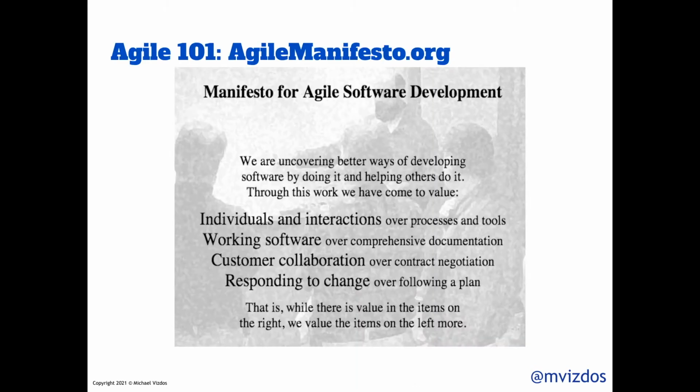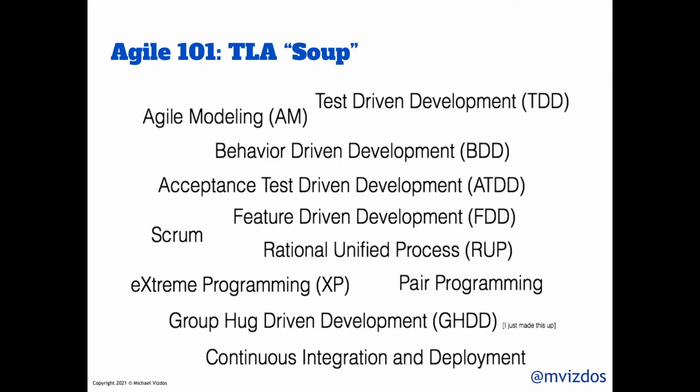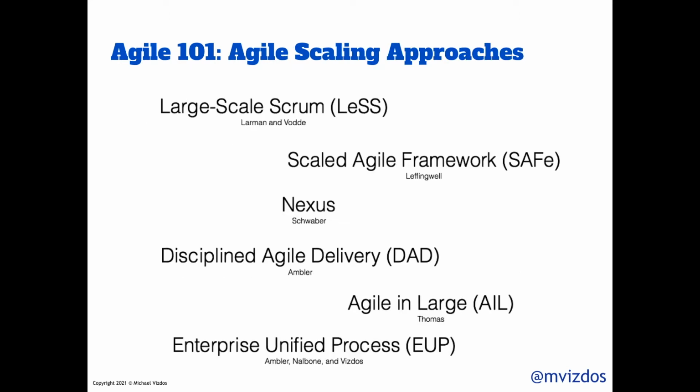We'll start out with the Agile Manifesto, and this is the Manifesto for Agile Software Development. The idea around this is to value the items on the left more than the items on the right. So we'll focus on individuals and interactions, working software, customer collaboration, and responding to change. There are many different types, three-letter acronyms. In this video, we are focusing on Scrum as an Agile framework. There are many different Agile scaling approaches. This video does not concentrate on any of those.